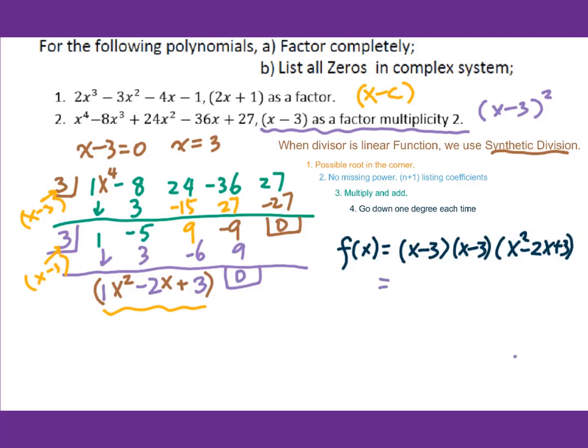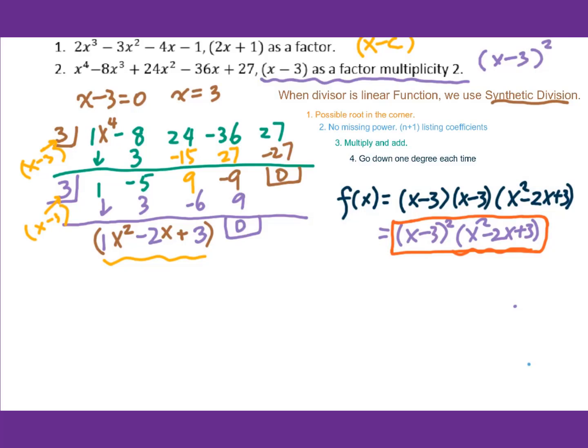I can rewrite this as x minus 3 squared, then x squared minus 2x plus 3. We cannot factor this quadratic function. Therefore, this is factoring completely. For the roots, we already got x equals 3.